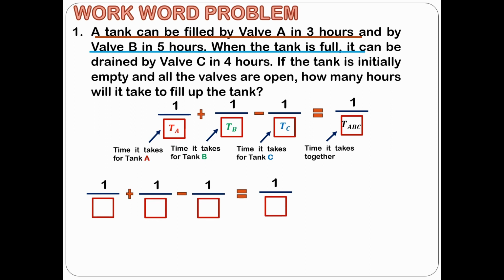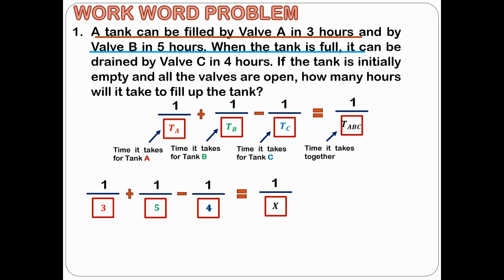Now let's solve the problem. The time for bulb A to fill the tank alone is 3 hours. And for bulb B is 5 hours. Now bulb C is draining, and the time for bulb C to drain the tank alone is 4 hours. Now the question is how many hours will it take to fill up the tank while all bulbs are open? So the time to fill the tank, we will call it x.